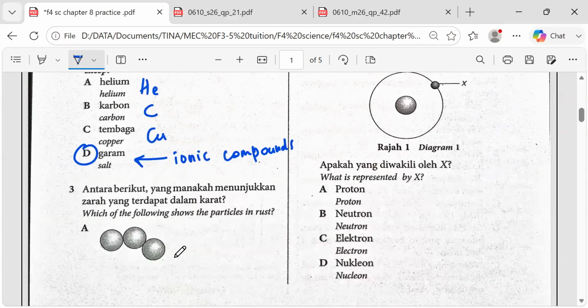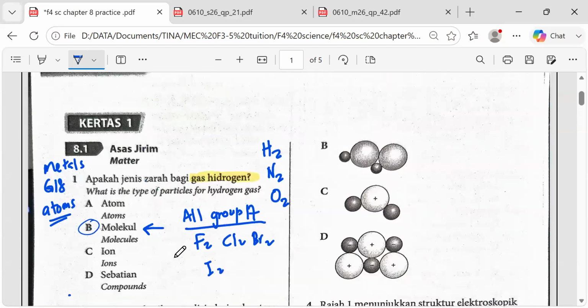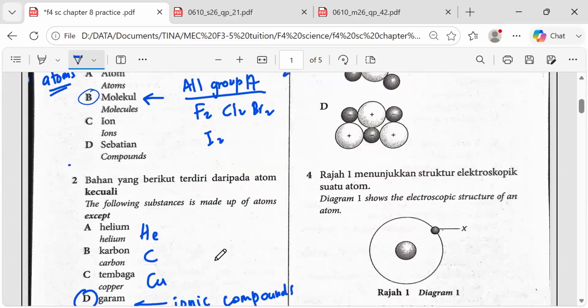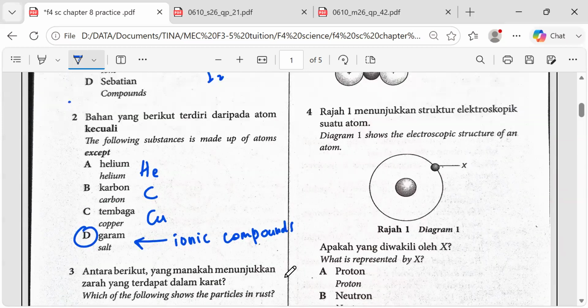Which one is found in rust? Okay, rust is an ionic compound. So you must find something which has positive and negative ions, and it is all different. So D.